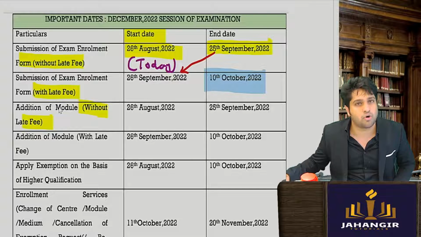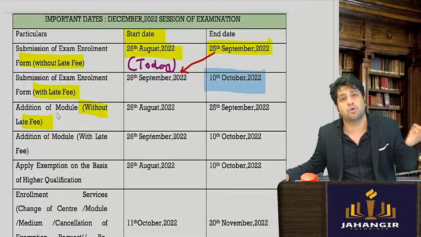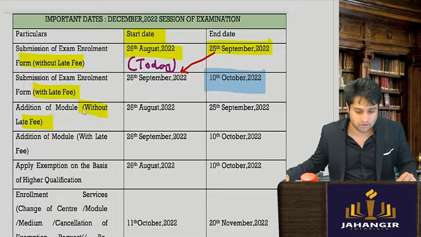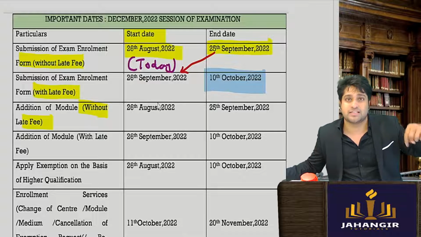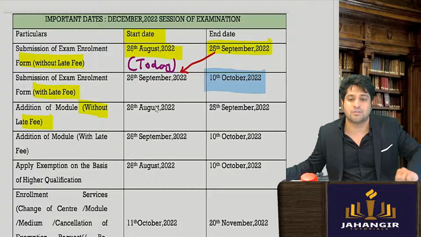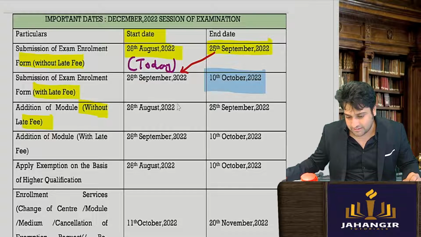If you want to add a module, let's say you filled a form for module 1 only and now you want to give both the modules. This is for those students who want to add the module, who have already submitted the form and now want to add the module. They can do that if they do it within the time period.